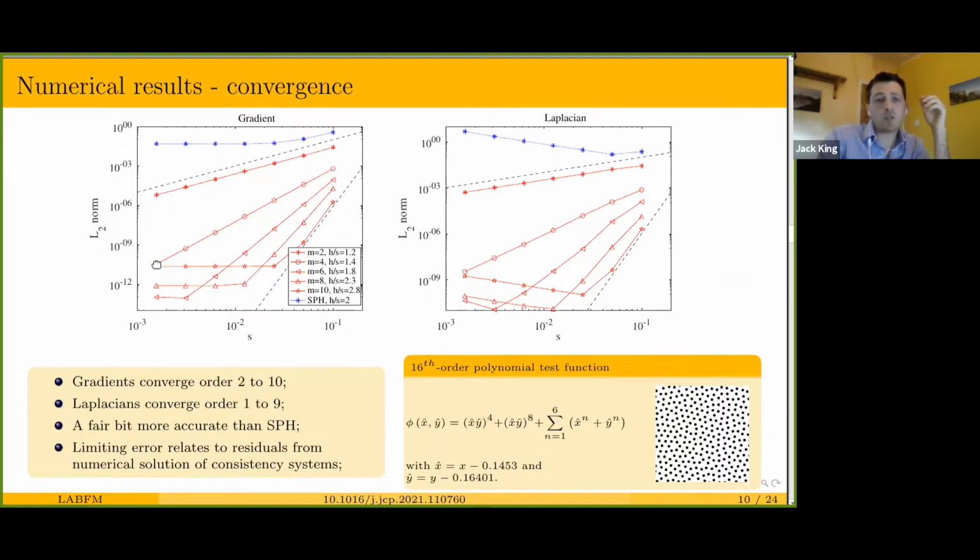So we get this convergence rate, but when we account for the particle distribution, we have to solve these linear systems. And as we go to higher orders, the linear systems get bigger and the residuals from solving them get bigger. So at really high orders, say 10th order, the residuals start to increase and become significant at very fine resolution. So we get these limiting error levels, but they're still an awful lot more accurate than we could get with something like standard SPH.